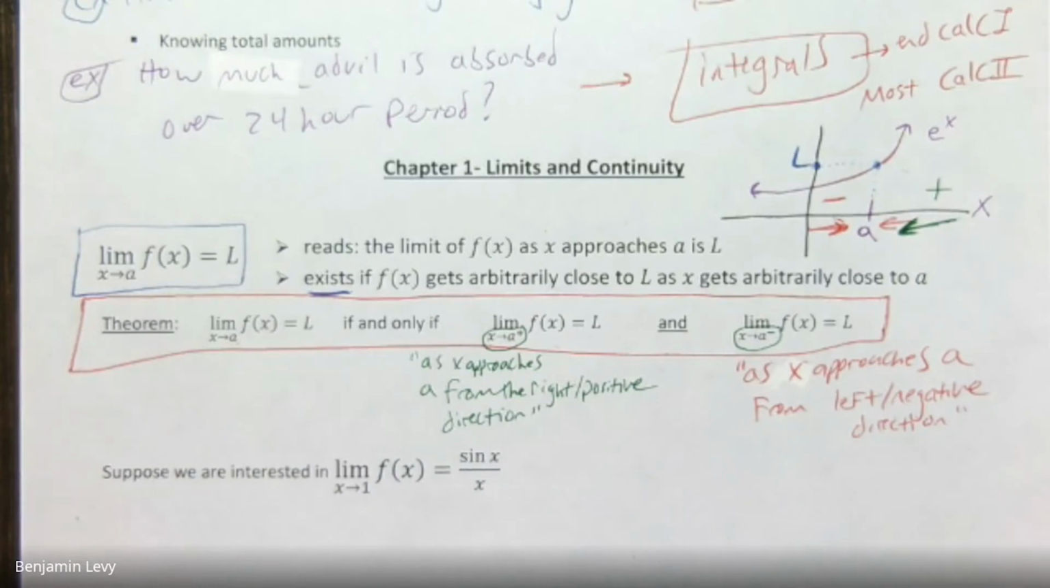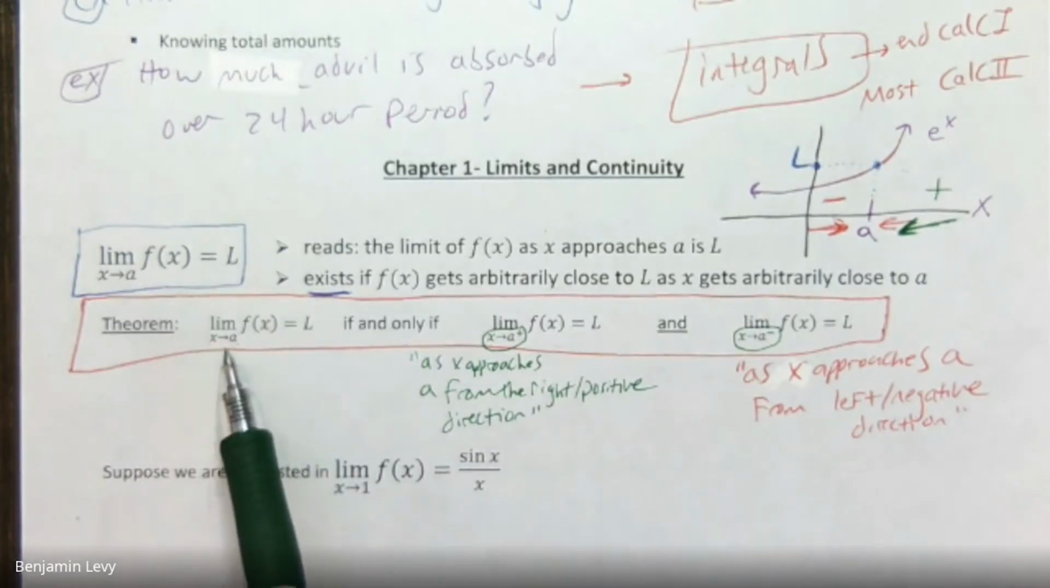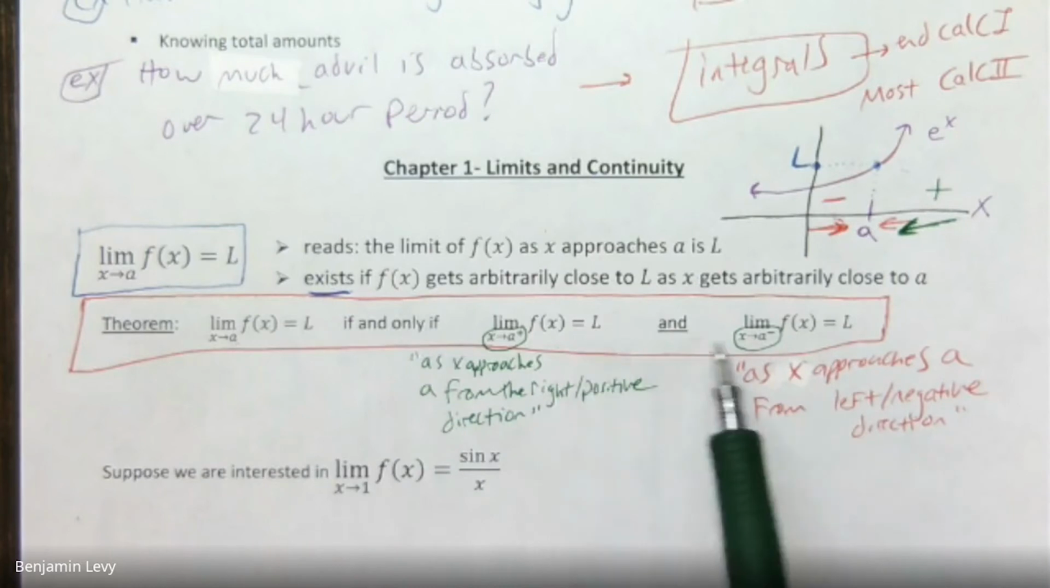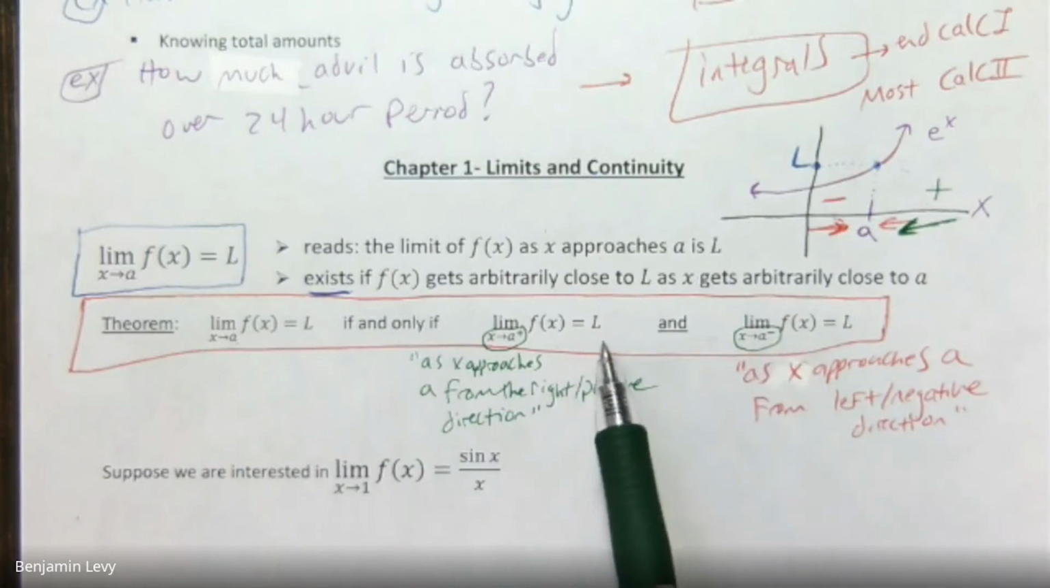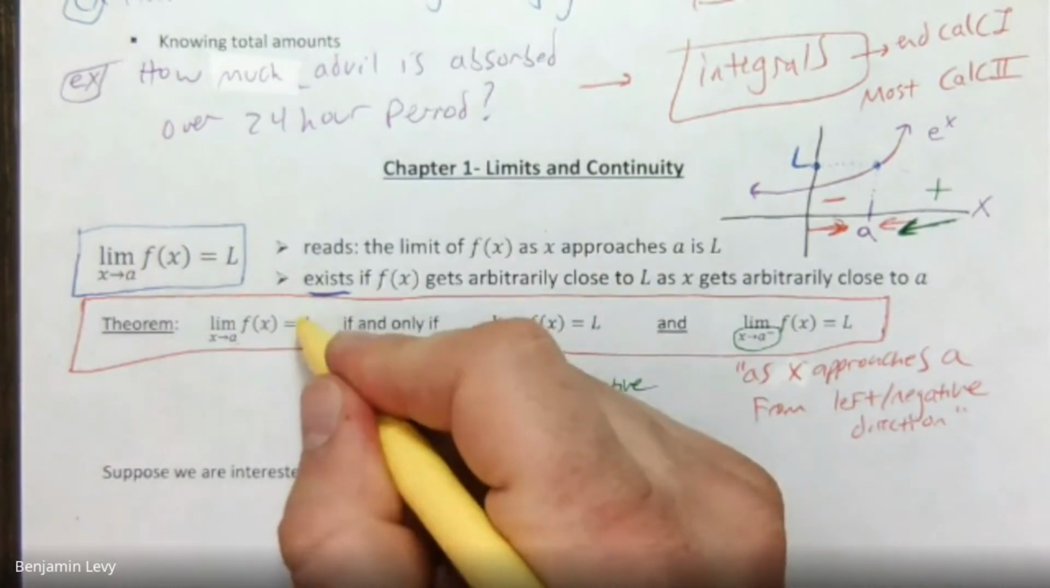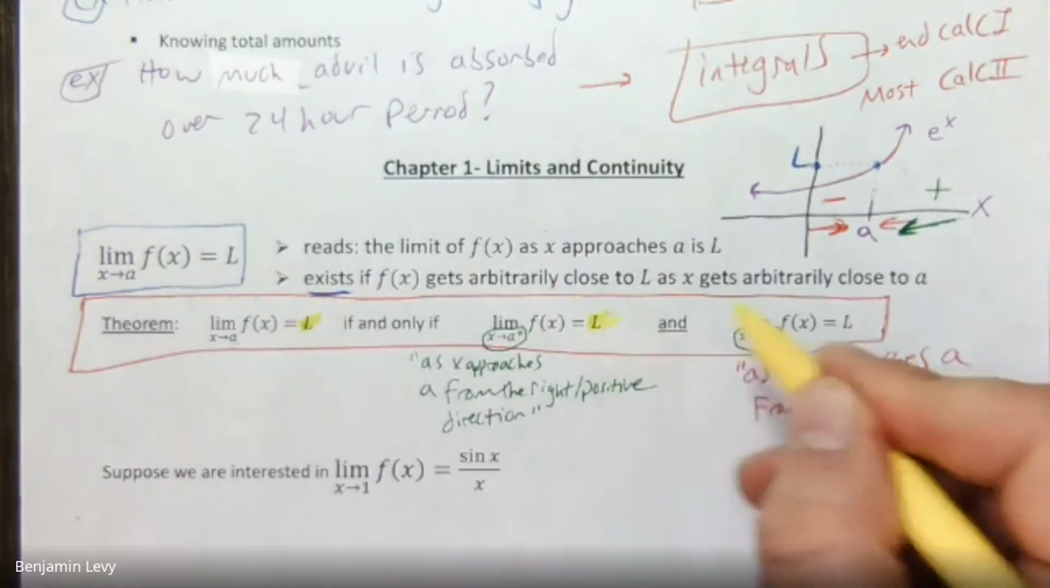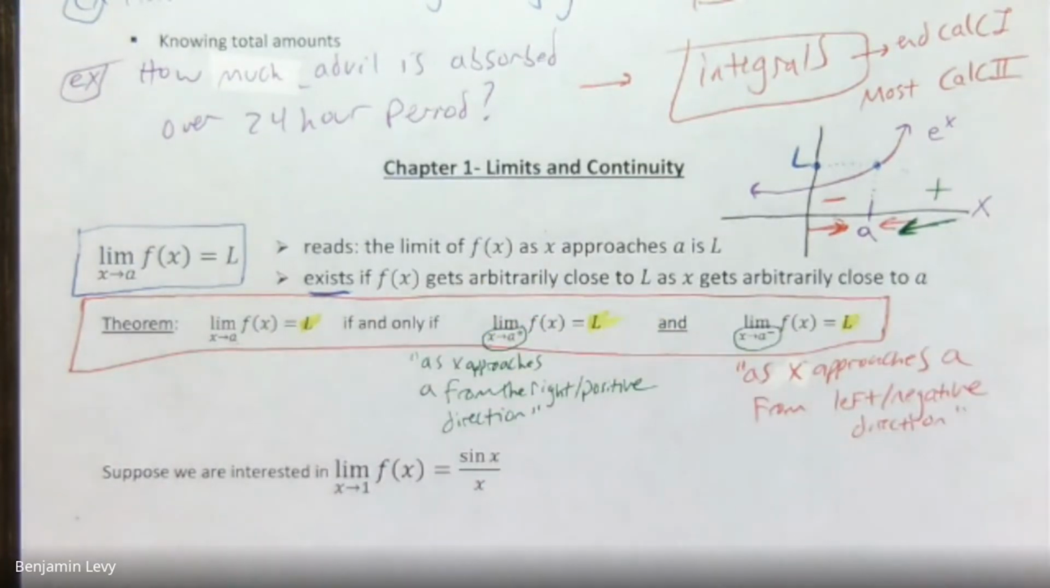So let me repeat what's going on here. We're trying to think about the limit as x approaches a number of a function. And what we're saying is that it exists if and only if both the left and the right-hand limit equal the same number, right? So that's a very key thing. See how the L is here, and it's also here, and it's also here. And so we need the limit from both sides to equal the same thing.